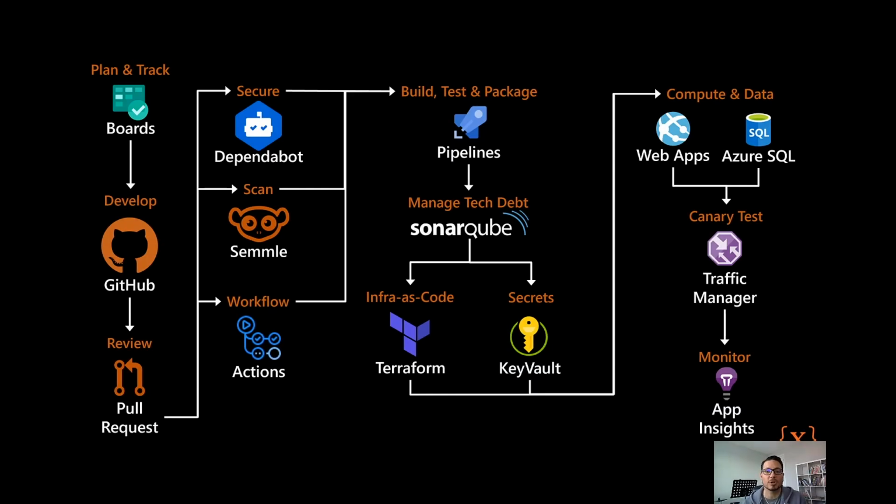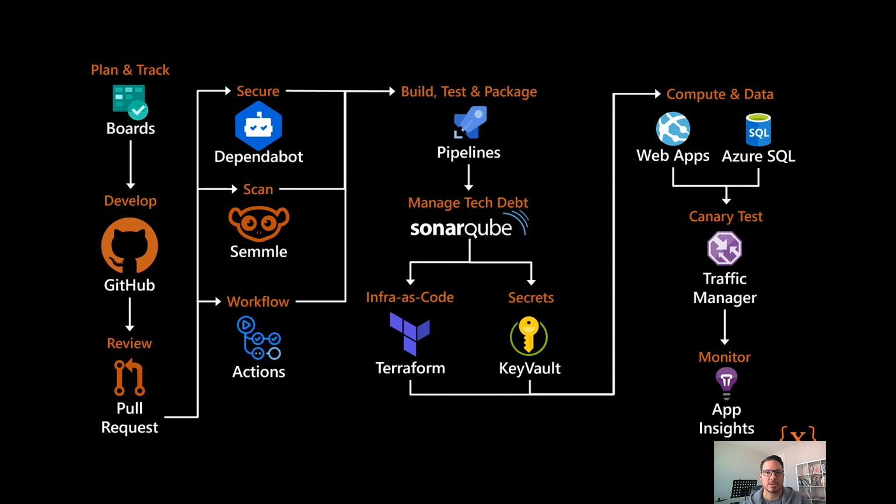Wow, we covered a lot in those demos. I purposefully went a mile wide and an inch deep to give you an experience for what you could be doing end-to-end in a DevOps workflow. We started by planning and tracking in boards. We did our development in Git and used the power of GitHub to fuel our review with pull requests.